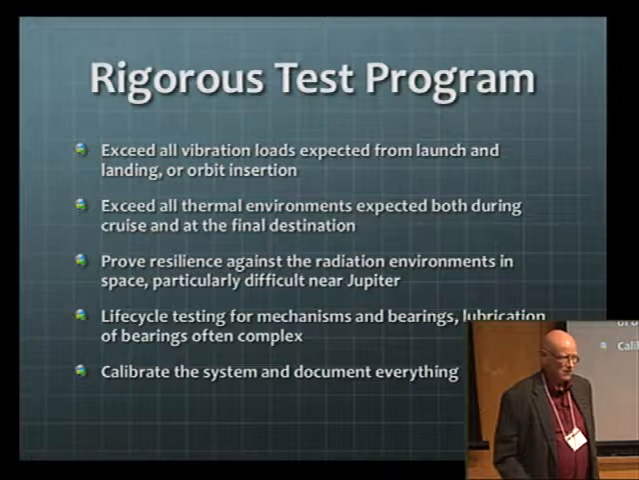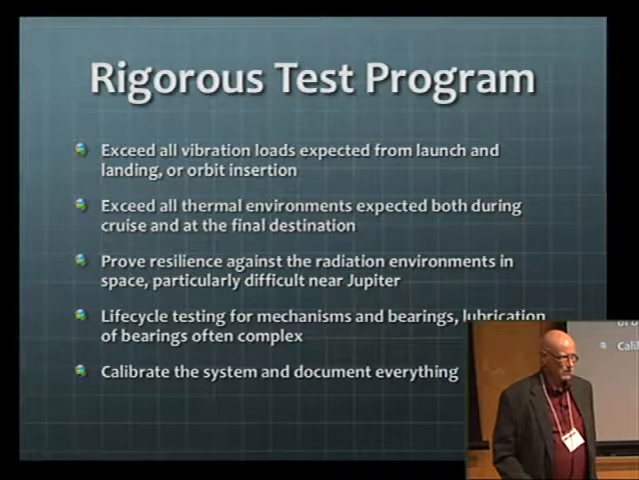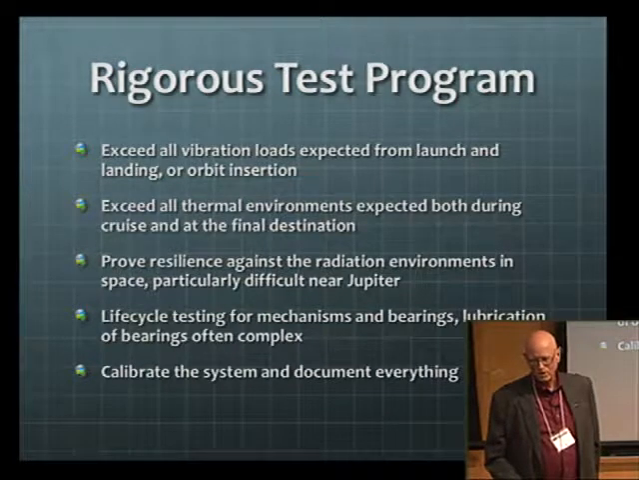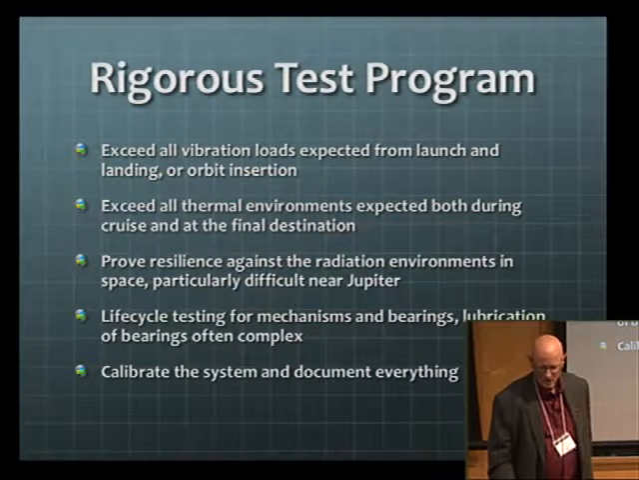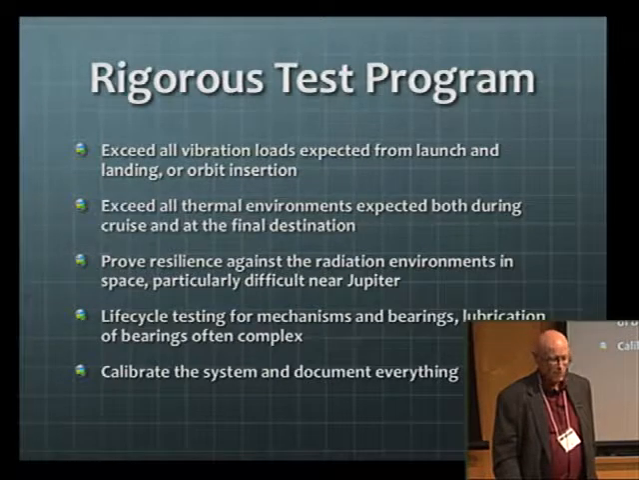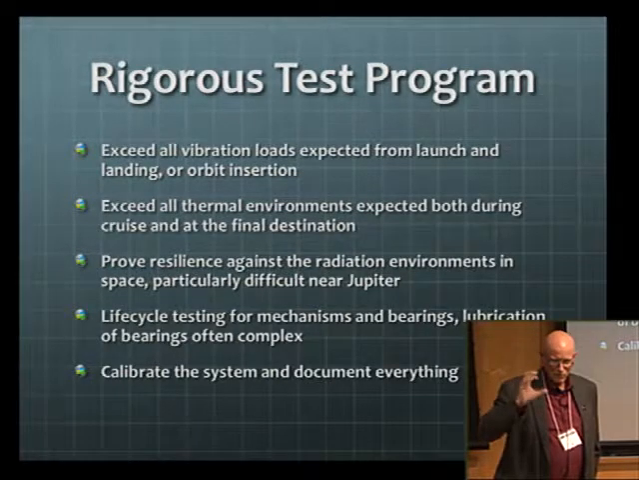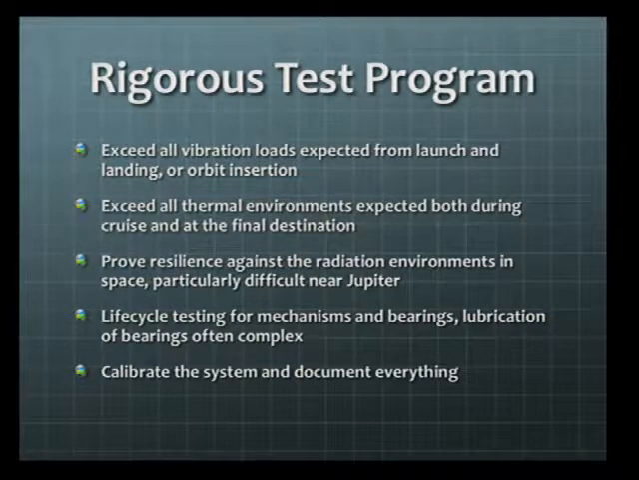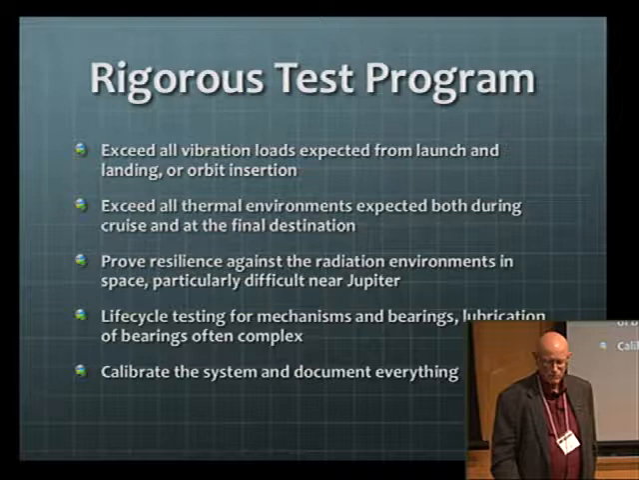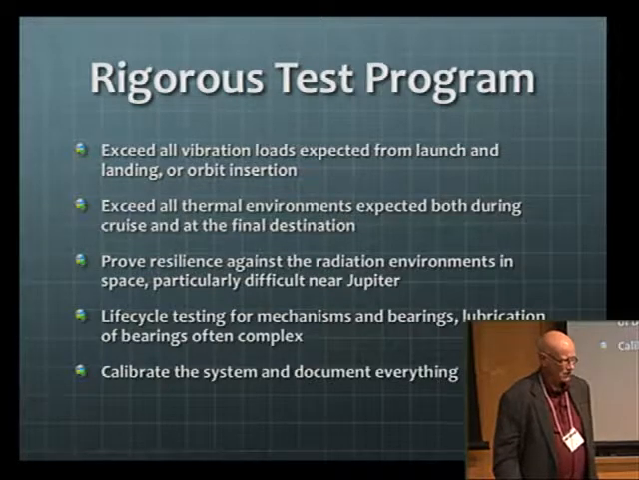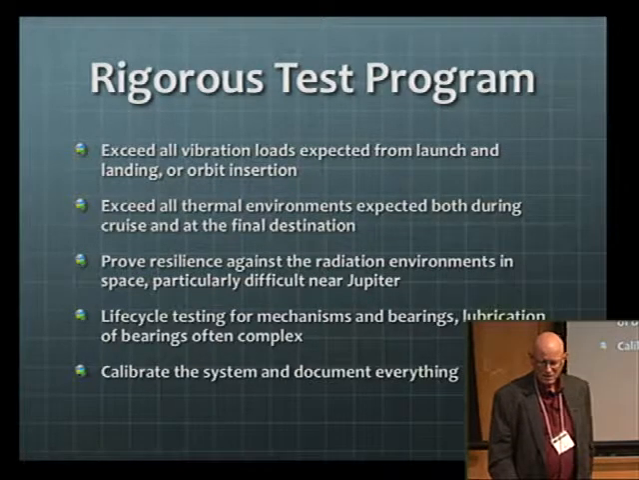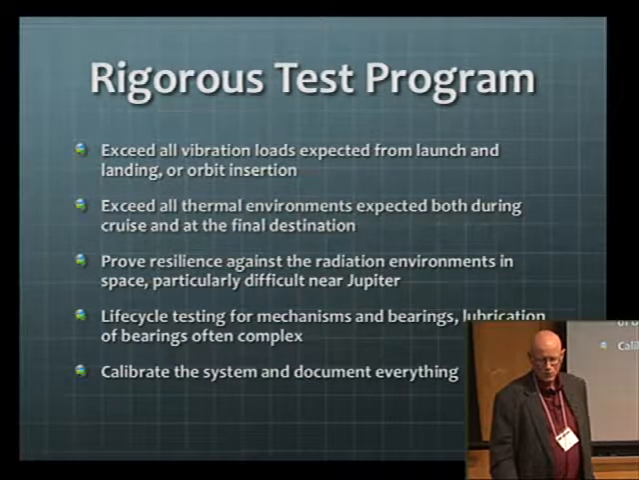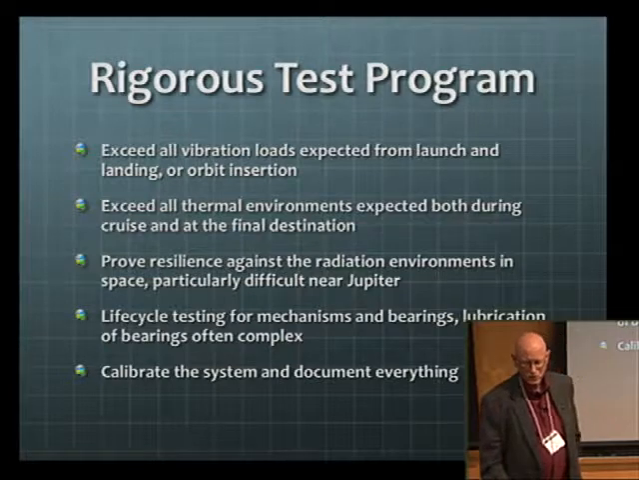And then everything's into the test program, and this is probably the reason we don't use commercial cameras, because the test program is really exceptionally difficult on cameras. Vibration, and this is the vibration of launch on top of a rocket, so it shakes pretty hard. And the thermal environments are exceptionally difficult. We often get down to minus 60 or 80 degrees, and most commercial equipment is not rated at those temperatures. And then there's the radiation environment of space, particularly near Jupiter.